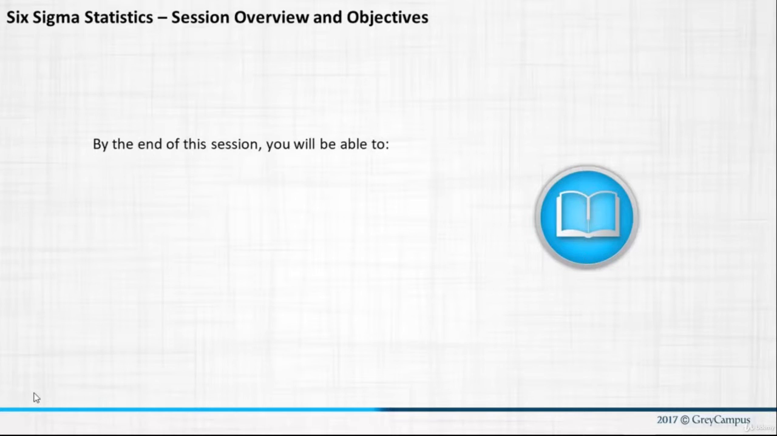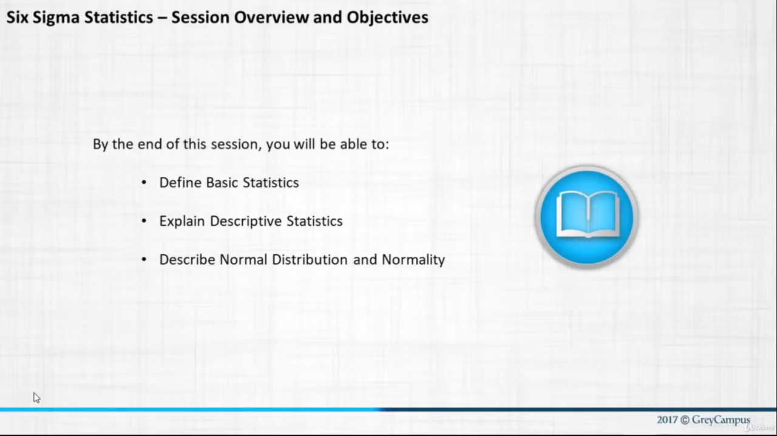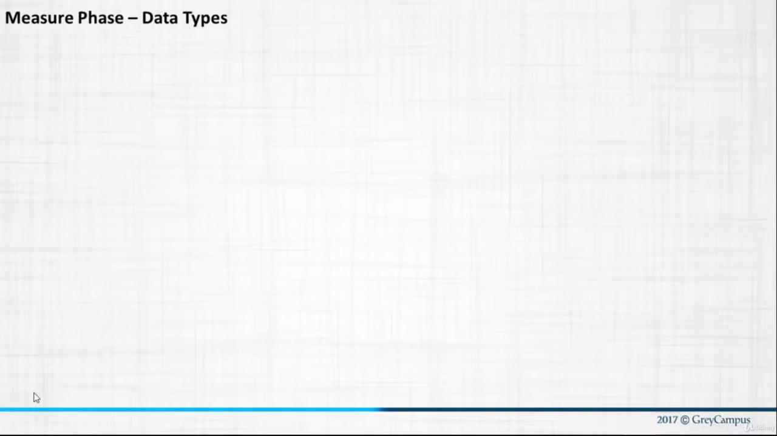Let's get into the statistics of Lean Six Sigma. In this session, we'll talk about basic statistics. We will not get too in-depth. Descriptive statistics help us to identify the data that we have in ways of explaining it. We'll compare that to a normal distribution and talk about graphs.